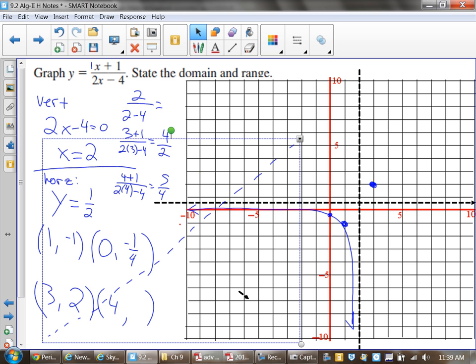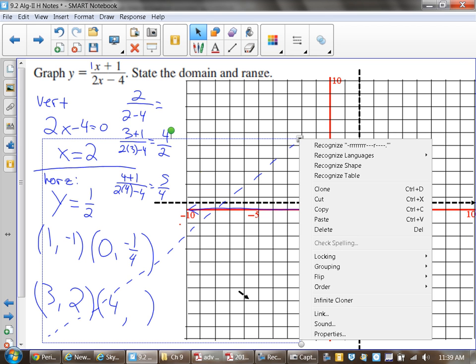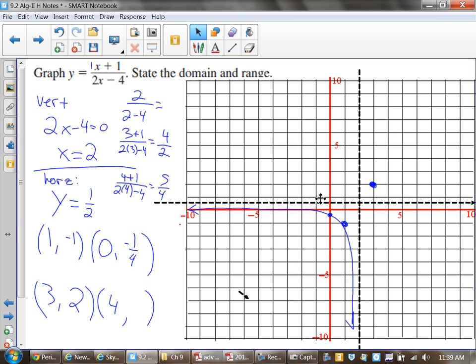And let's see, the other one was at what? 5/4. So let's see, that's like 1 1/4. Again, there we go. And we've labeled out our points.